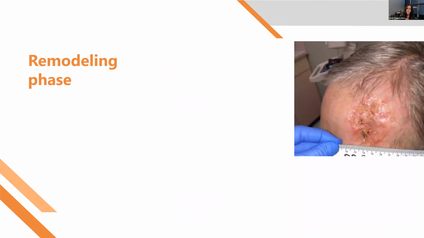And then finally, we move into the remodeling phase, starting from the 2 to 3 week point, going all the way through to the 2-year point post-injury. So what's happening in the remodeling phase? Well, we get changes to the scar that are happening under the skin. So the skin finally finishes growing over that wound, and the scar starts to change underneath the skin.